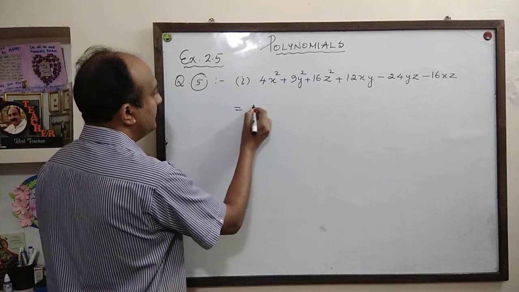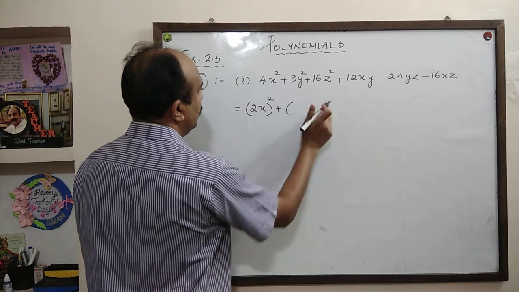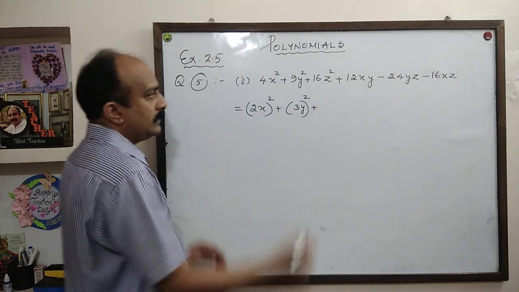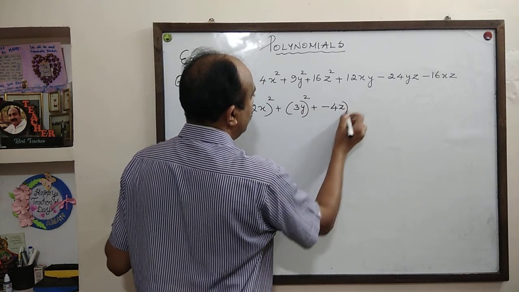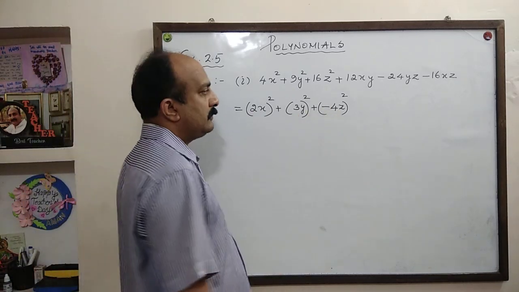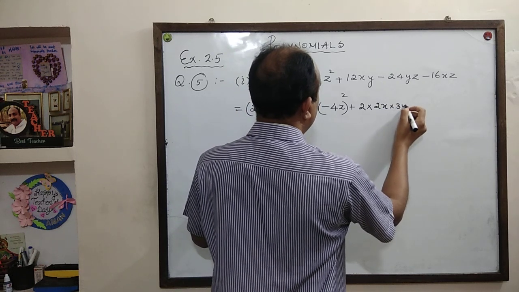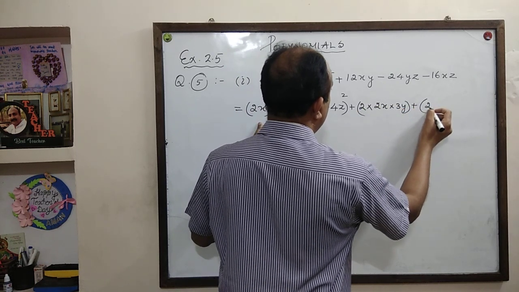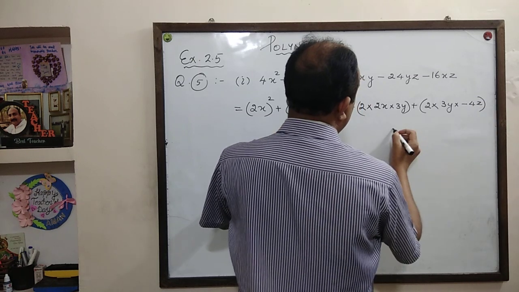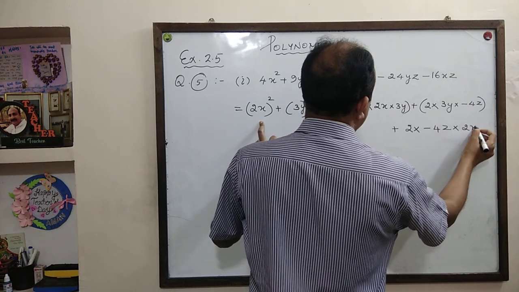So 4x square is 2x the whole square. 9y square can be written as 3y the whole square. We have seen that here the z term is minus, so this is minus 4z the whole square. Okay. So we got the values of a, b and c. So what is next? Plus 2ab, 2 into 2x into 3y, plus 2bc, 2 into 3y into minus 4z, plus 2ca, 2 into minus 4z into 2x.